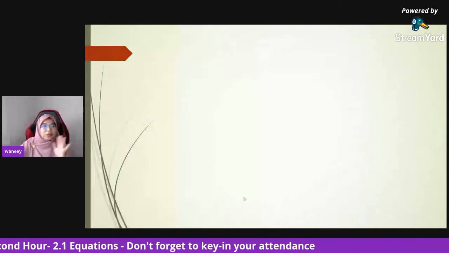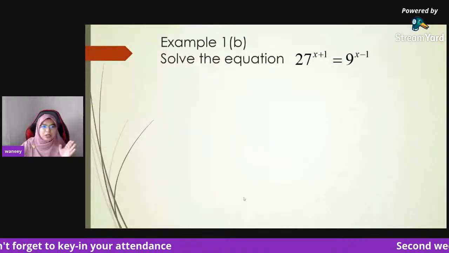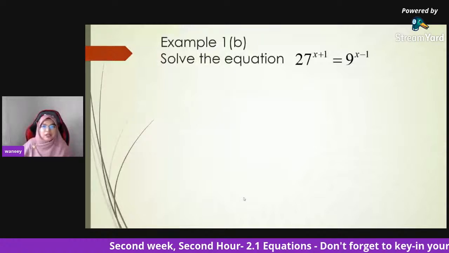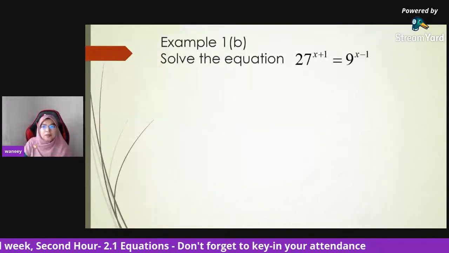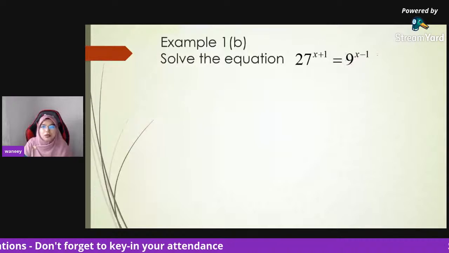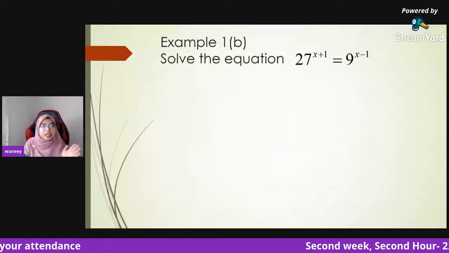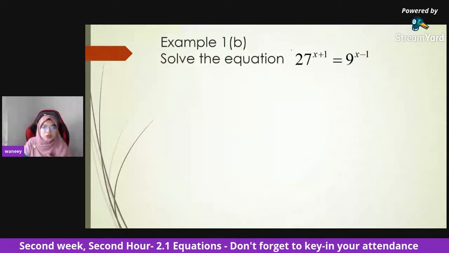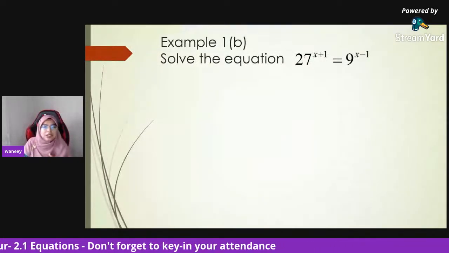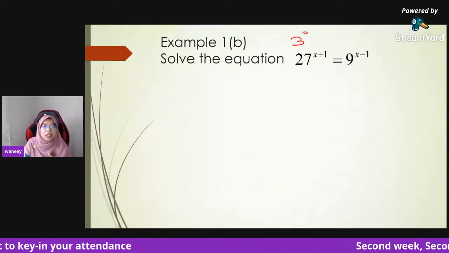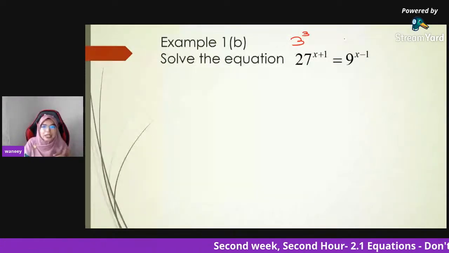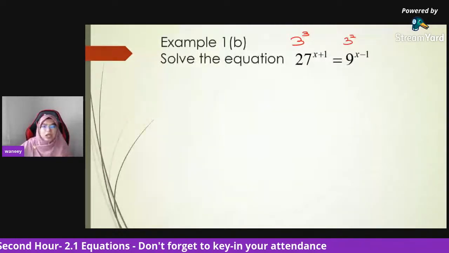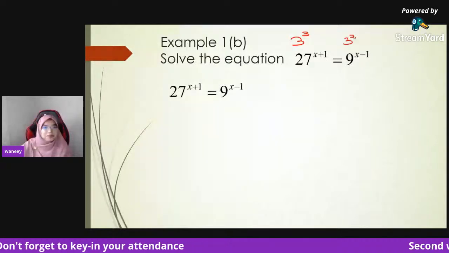Okay, so I start with example 1b first because that is the first method. So I start with 1b and then 1a. Solve the equation 27 to the power of x plus 1 equal to 9 to the power of x minus 1. Firstly, let us check first. Can we change both of them into a common base? What do we know about 27? 27 is actually 3 to the power of 3, or 3 cubed, and 9 is actually 3 squared. So that means I can easily change them into a common base. So let us change that then.